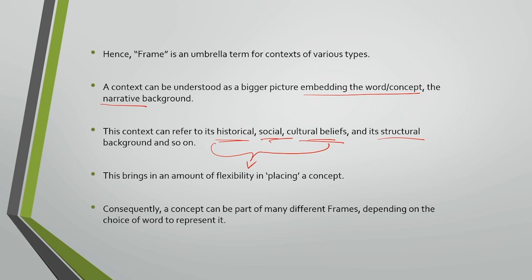So, consequently, a concept can be part of many frames depending on the choice of words. This is extremely crucial. One concept can be part of many different frames. Let us take the example of freedom. The word freedom can be part of the domain of cultural belief systems; on the other hand, it can be part of the criminal justice system and so on and so forth. So, the word freedom can be part of many different frames, same word, same concept.